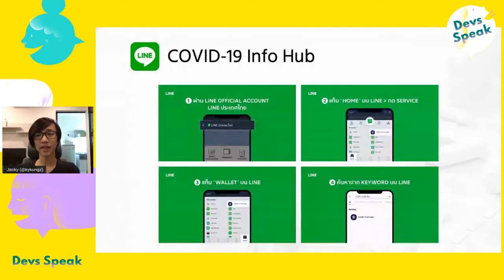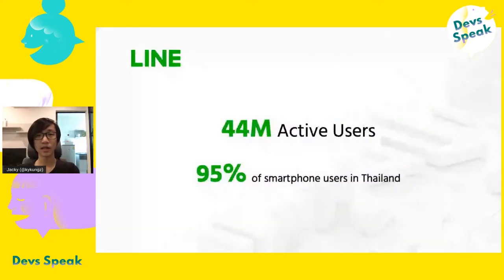The development part is just fine. We can handle that in time. However, from statistics, Line has about 44 million active users, and that is actually 95% of smartphone users in Thailand. Our site will be shown all over the app.